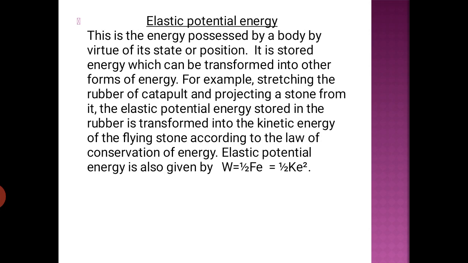Elastic potential energy is also given by, still the same formula, work done, that is capital letter W, equals half FE, which when we remove F, because of Hooke's law equation, we can substitute for F, and then we will now be having half KE squared. Is that clear?